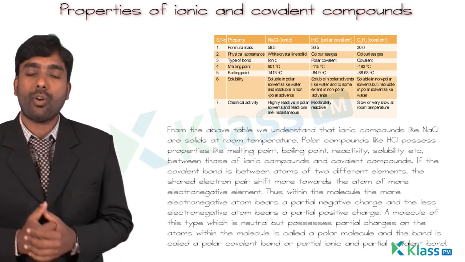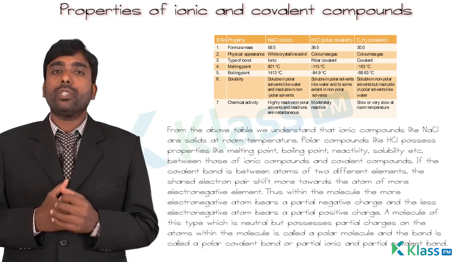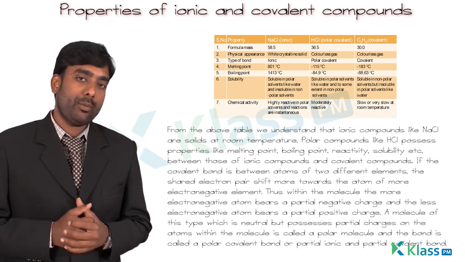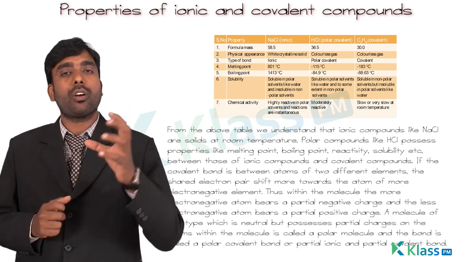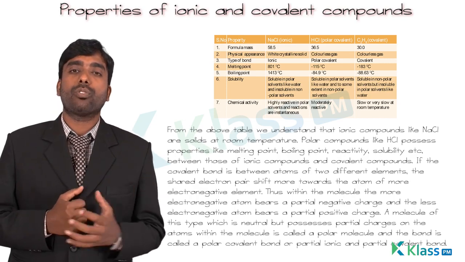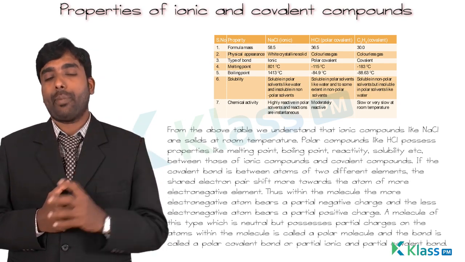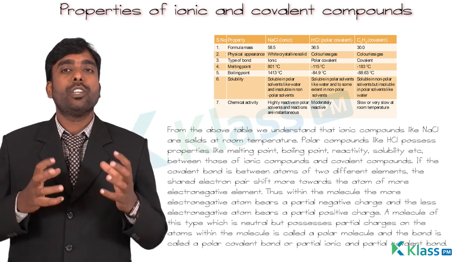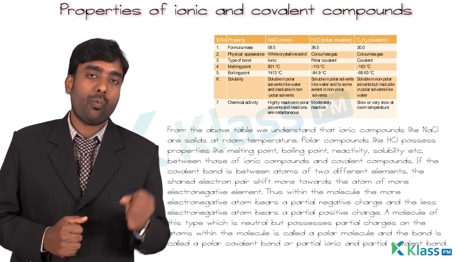First, the properties of ionic compounds. We know that ionic bonds are stronger than covalent bonds. That's why these ionic compounds are solids at room temperature. Ionic compounds are solids at room temperature due to strong ionic bonds. That is the first point.